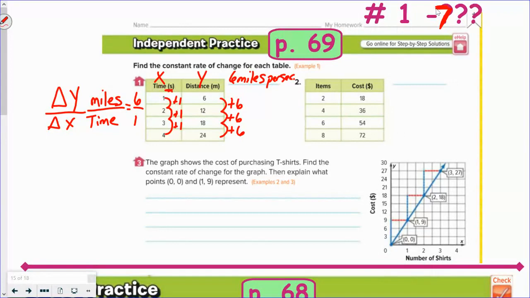All right. Then number 2, you're going to do the same thing. Number 3, we're looking at the graph. Make sure you find what your constant rate of change is, and then it says explain what the points represent. Look at the very last thing that we just did in our guided practice. That will help you with answering that question. Okay, otherwise finish up the remaining of the questions and you have a great weekend.